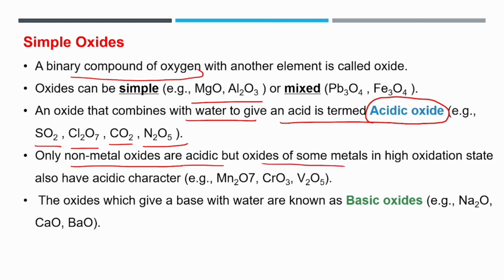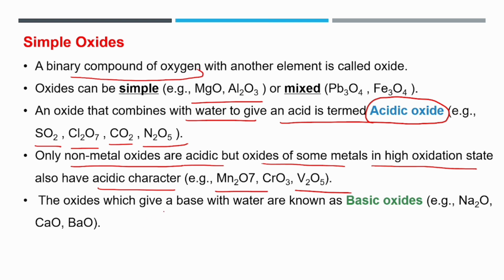But oxides of some metals in their high oxidation state have acidic character. Non-metal oxides are usually acidic in nature, but oxides of some metals, if the metals are in a higher oxidation state, will also show acidic behavior. They are Mn2O7, CrO3 and V2O5. These metal oxides also show acidic behavior.